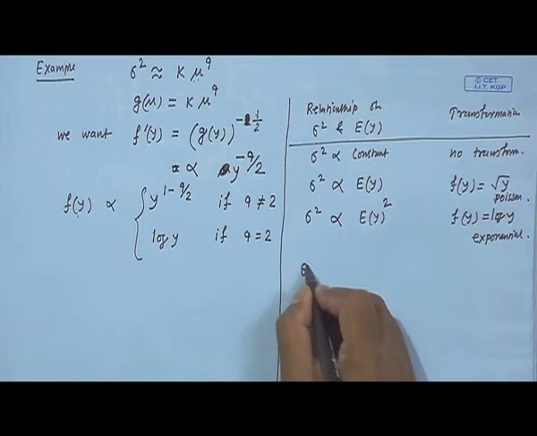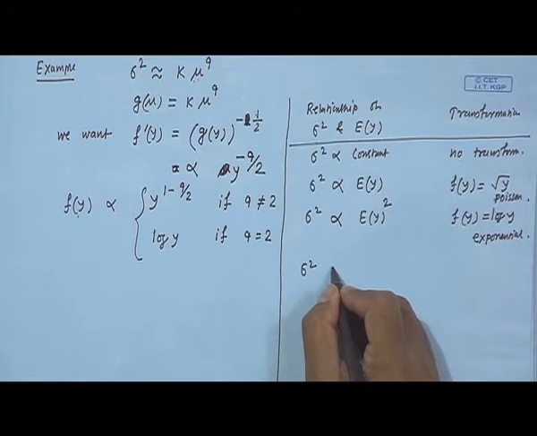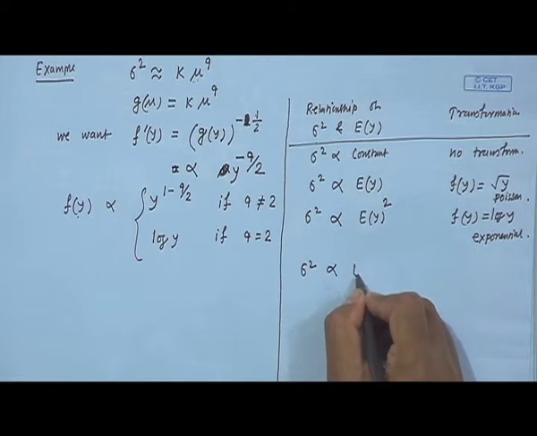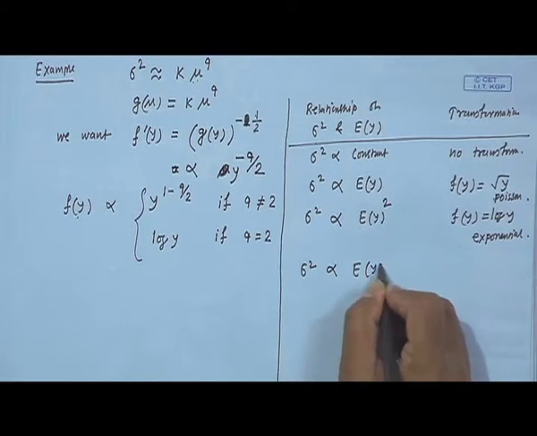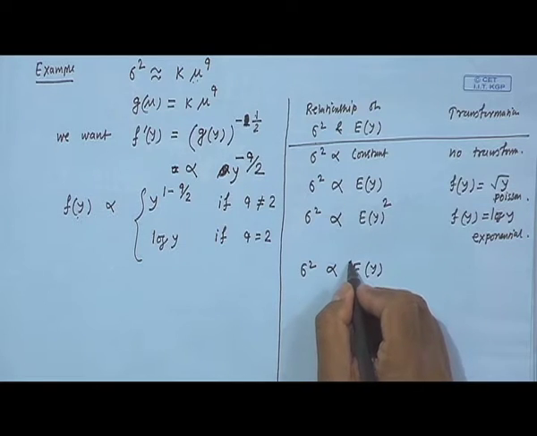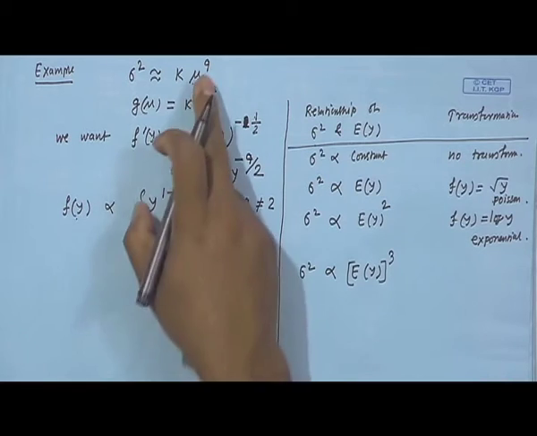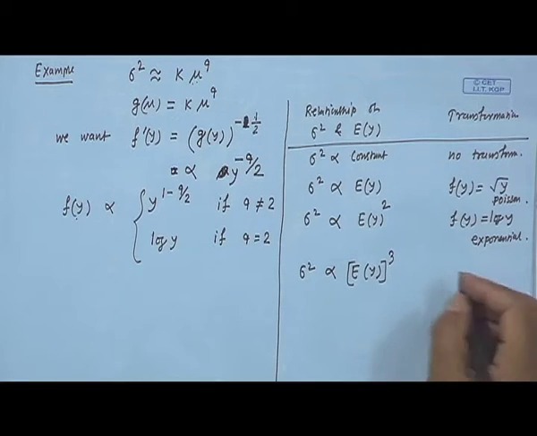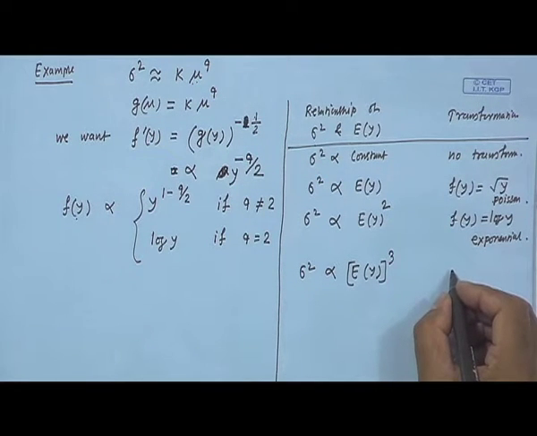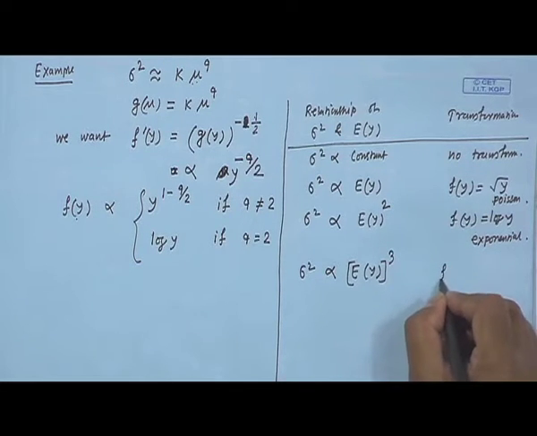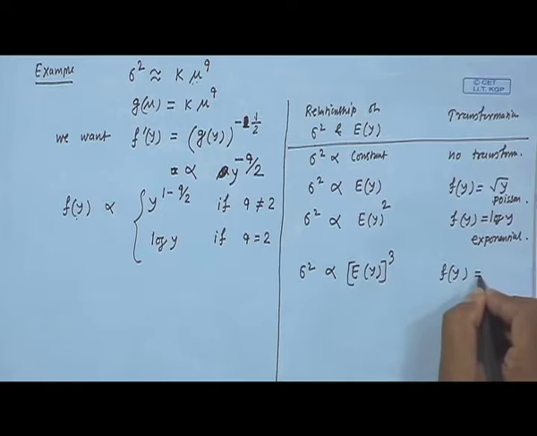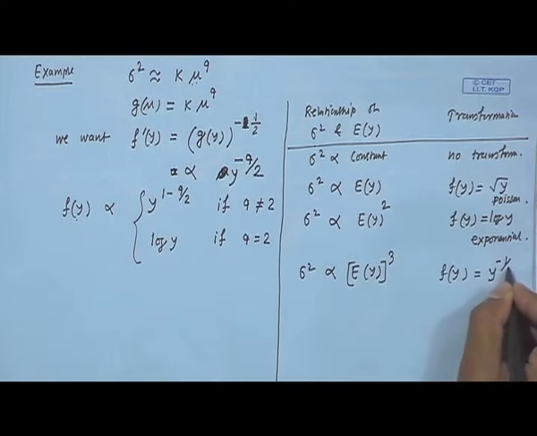Now, if sigma square is proportional to expectation of y to the power of 3, then q is equal to 3, and the transformation f y is equal to, you can check that this is y to the power of minus half.